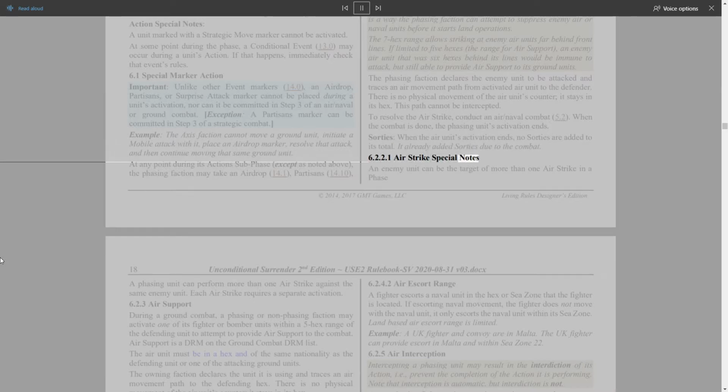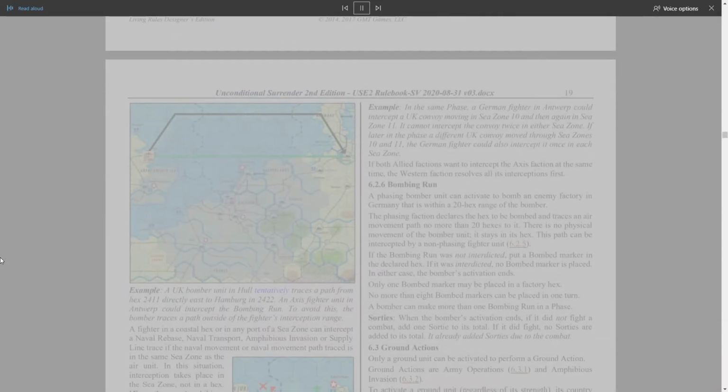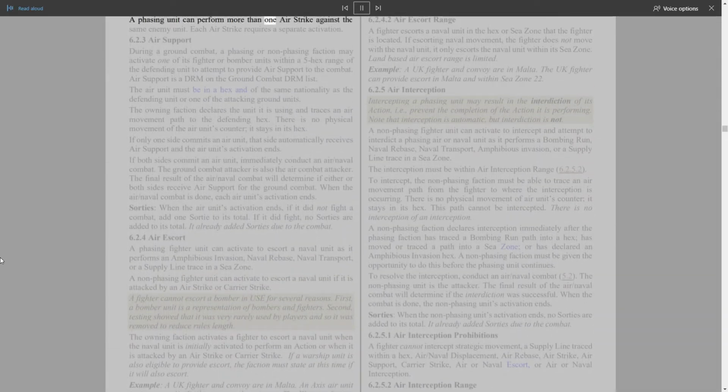6.2.2.1 Airstrike. Special notes. An enemy unit can be the target of more than 1 airstrike in a phase. A phasing unit can perform more than 1 airstrike against the same enemy unit. Each airstrike requires a separate activation.